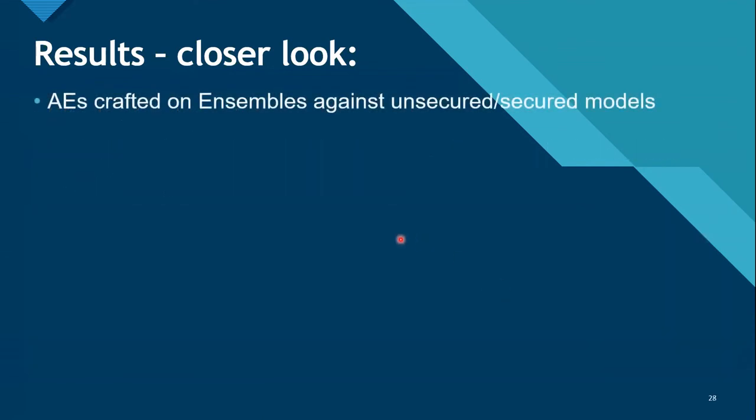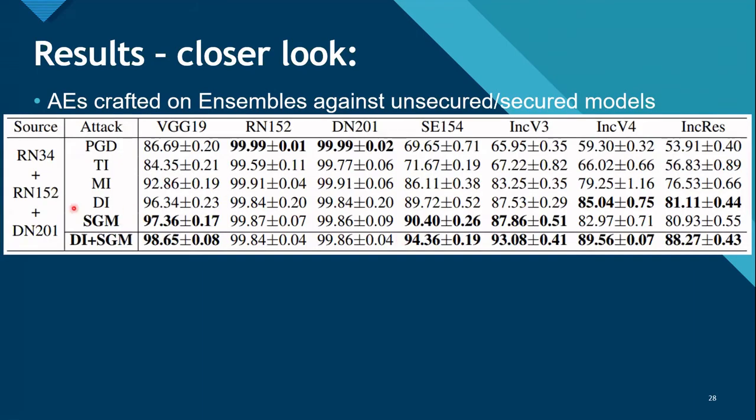They also crafted adversarial examples on ensembles and attacked both unsecured and secured models. Here they used a source model of ResNet 34, 152, and DenseNet 201 to craft an attack against these target models. Interestingly, the inclusion of 152 and 201 in the source kind of maxed these out, and there was really nothing to be gained there.